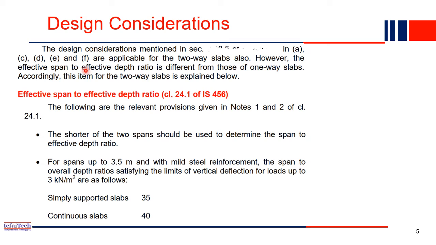However, for the effective span to depth ratio, in the one-way slab we used some other clause, but for the two-way slab the code mentions a different effective span by depth ratio, which you will get in Clause 24.1 of IS 456. For a simply supported two-way slab you have to consider 35 as the effective span by effective depth ratio, and you will get these values in this clause of IS 456.